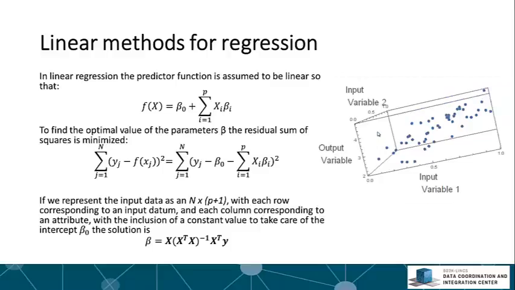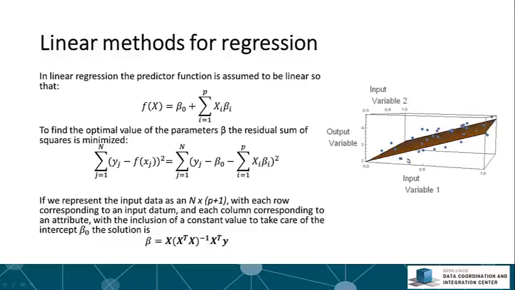This generalizes to 3 dimensions. Let's say we have 2 input variables, which we'll plot along this axis and this axis, and then the output variable, which we'll plot on the vertical. Then we can plot our data in an analogous fashion, as a scatter plot with each data point, and linear regression then tries to find the plane which optimally fits the data.